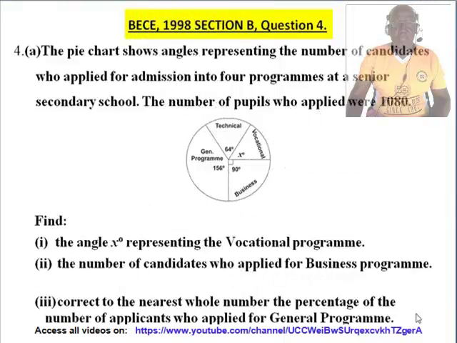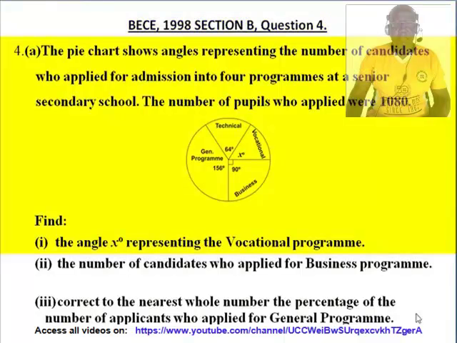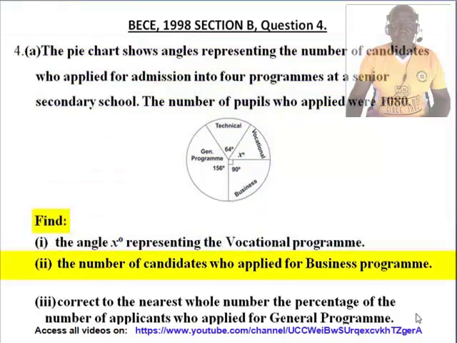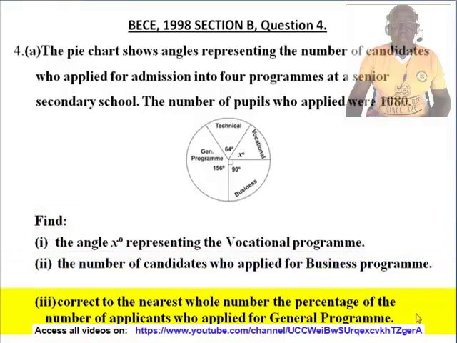BECE, 1998, Section B, Question 4. 4a. The pie chart shows angles representing the number of candidates who applied for admission into 4 programs at a senior secondary school. The number of pupils who applied were 1,080. Find, I. The angle x degrees representing the vocational program. II. The number of candidates who applied for the business program. III. Correct to the nearest whole number, the percentage of the number of applicants who applied for the general program.